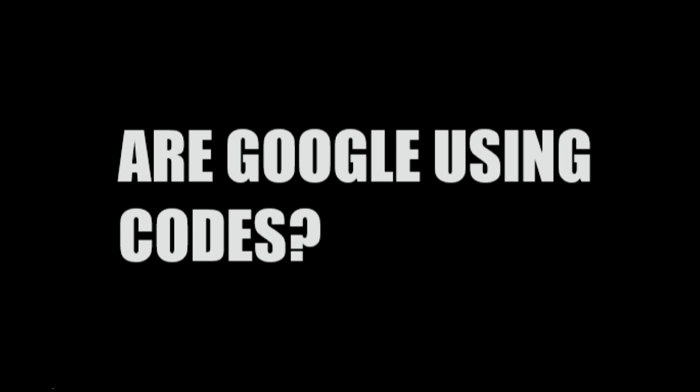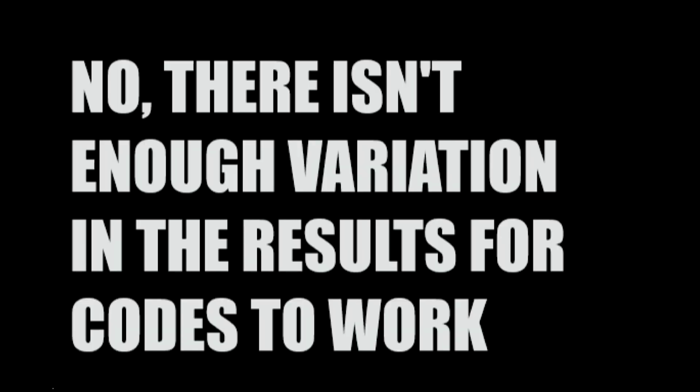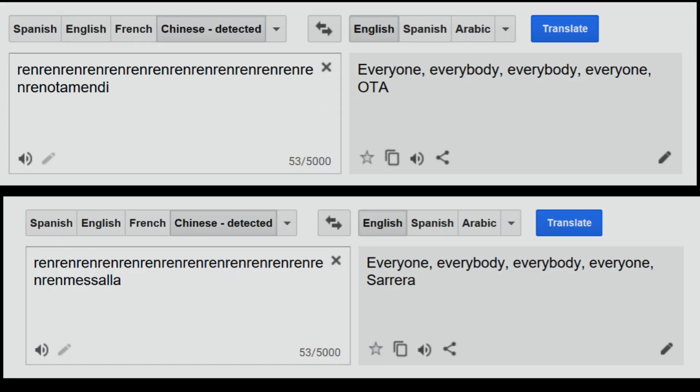So is Google Translate using a code? Is that my conclusion? Well, maybe, but I think not, because the translations don't change enough for a code to be viable. For example, on the screen now, I'm showing two different translations. As you can see, the last word is completely changed. None of the same letters are in the same place, and yet the translation is basically the same. It's just the word at the end that's different, and even then they're not too different. They're just based on the word that I typed in.